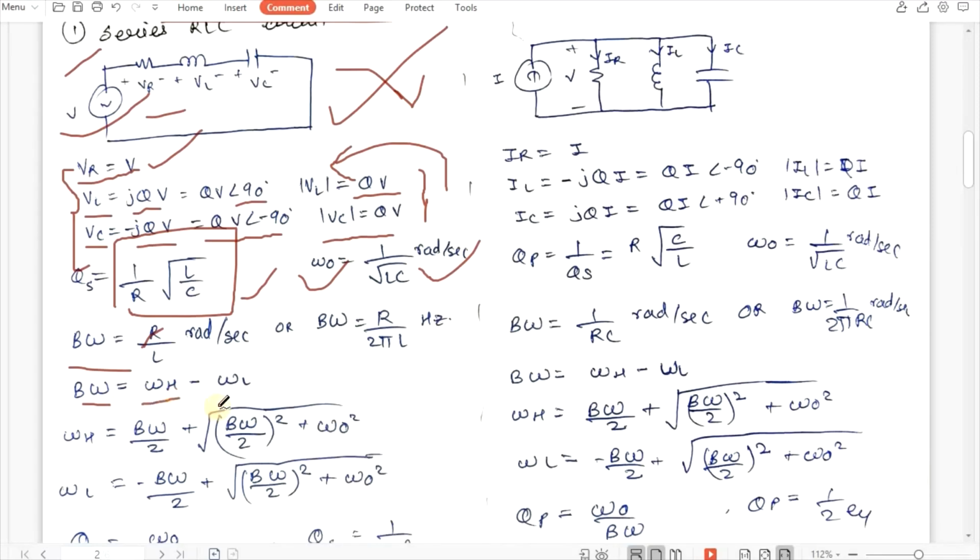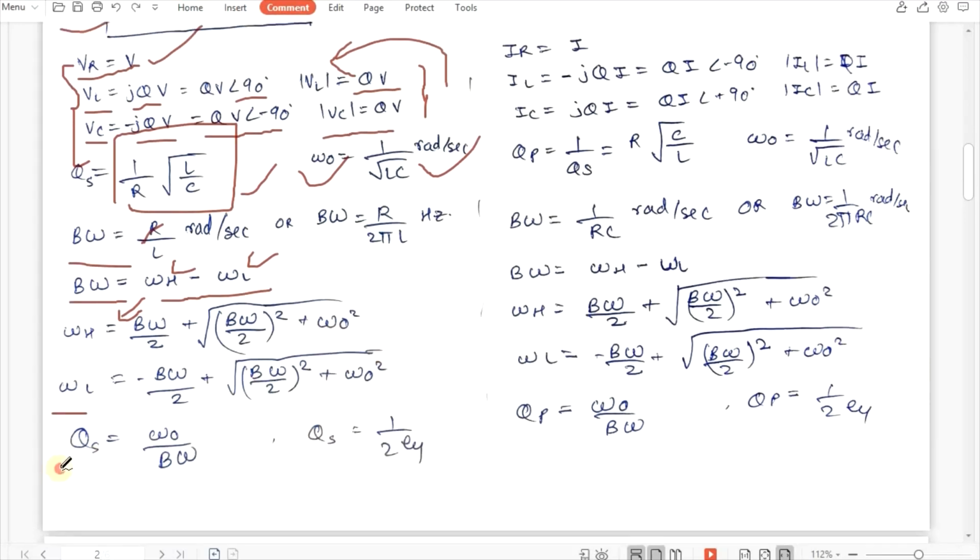Now, as we know, bandwidth can also be written in terms of higher frequency and lower frequency. It will be omega h minus omega L. Omega h is the higher cutoff frequency and omega L is the lower cutoff frequency. The omega h formula is bandwidth by 2 plus the square root of (bandwidth by 2) whole square plus (omega naught) whole square. And omega L is simply minus of bandwidth by 2, and the rest of the thing is the same.